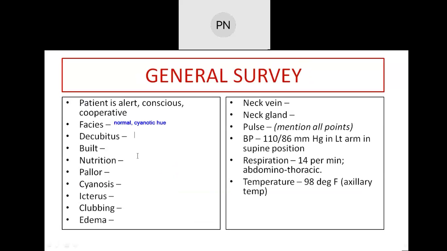So decubitus, depending on whether the patient is in failure, can be either of choice or maybe propped up if the patient is breathless. Build and nutrition, whatever you get, you write. You cannot actually make it up. Pallor may be present because less blood is flowing to the skin. Cyanosis may be present because of pulmonary edema and reduced cardiac output. Yes, you can get mitral facies also. Of course, you can get mitral facies.